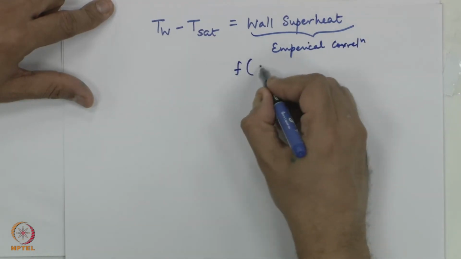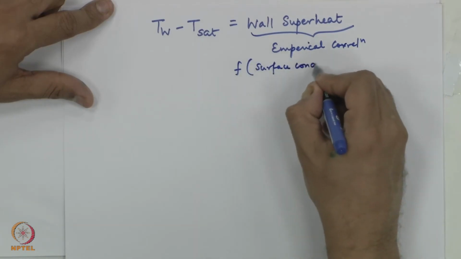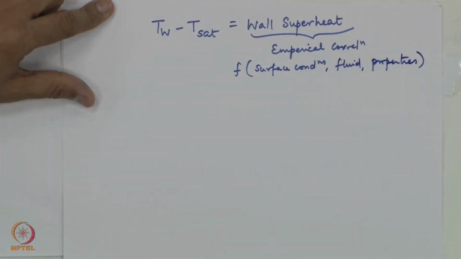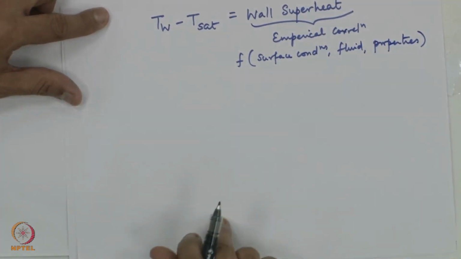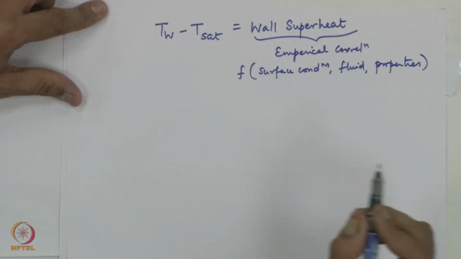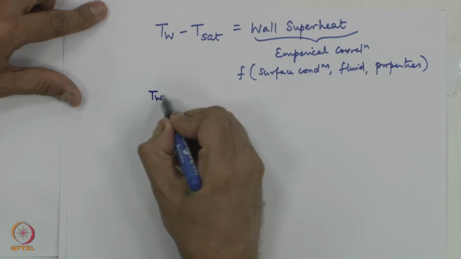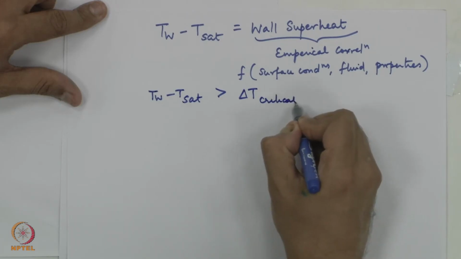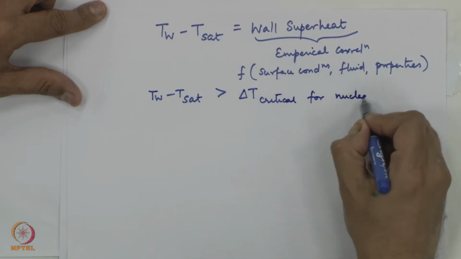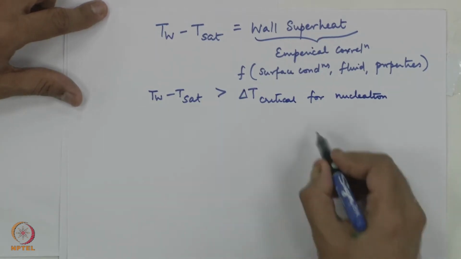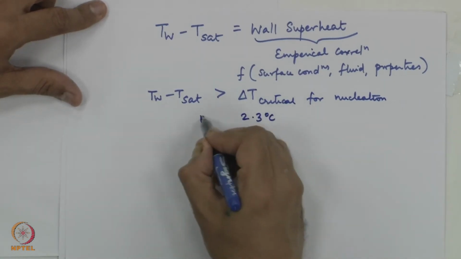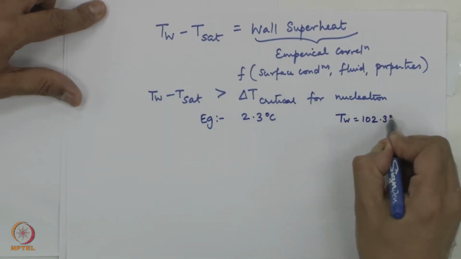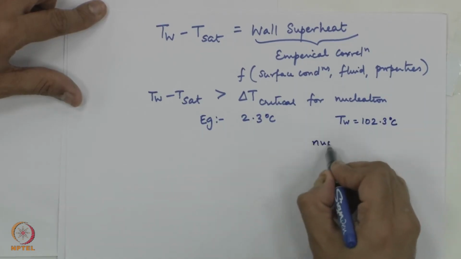This is a function of surface conditions, fluid properties, etc. Various things. So, when I am trying to plot T wall minus Tsat, this should be greater than a critical value, T wall minus Tsat greater than delta T critical, for nucleation. Once this is achieved, say for example this comes to be 2.3 degrees centigrade, that means for this fluid surface combination, when T wall equals 102.3 degrees centigrade, then nucleation would first begin.